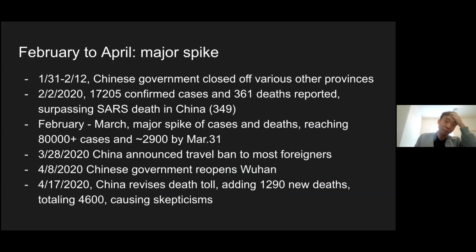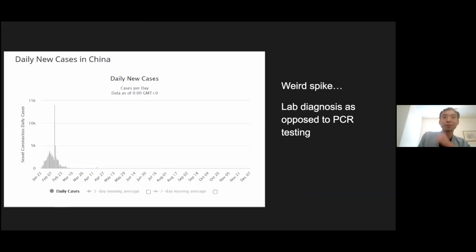So from February to April, there's a major spike in China. It's initially from Wuhan, then spread to the rest of China. At the end of March, there are around 80,000 cases and around 2,900 deaths. At that time, they also suspended other people from coming to China. And around April, things start getting better, so the Chinese government reopens Wuhan.